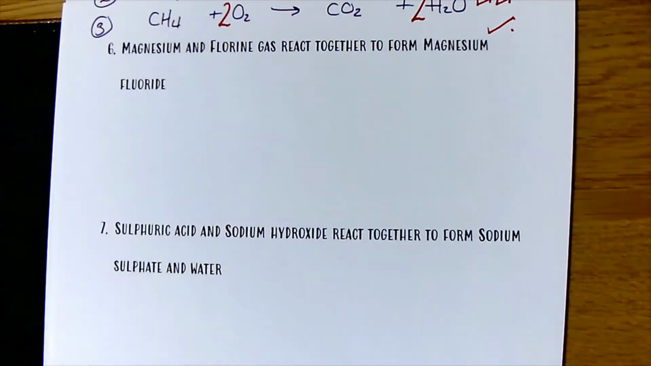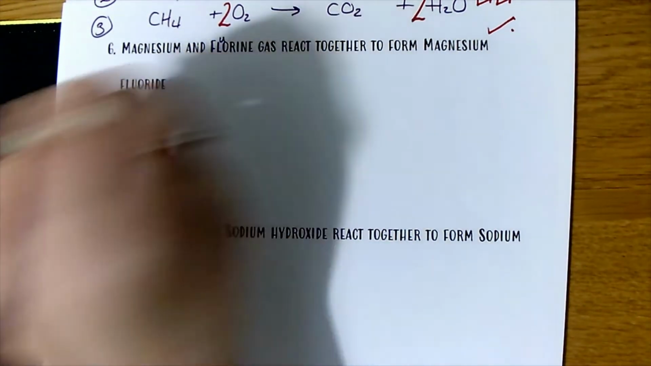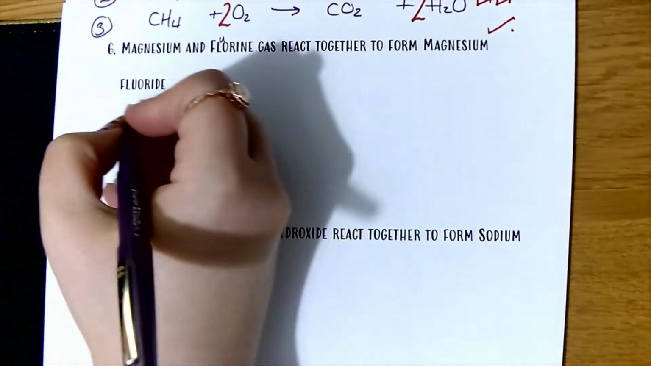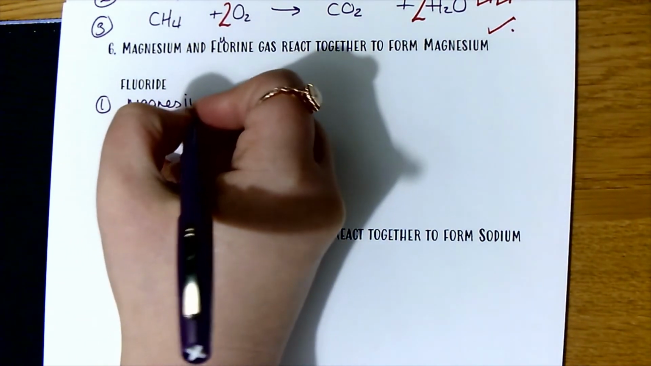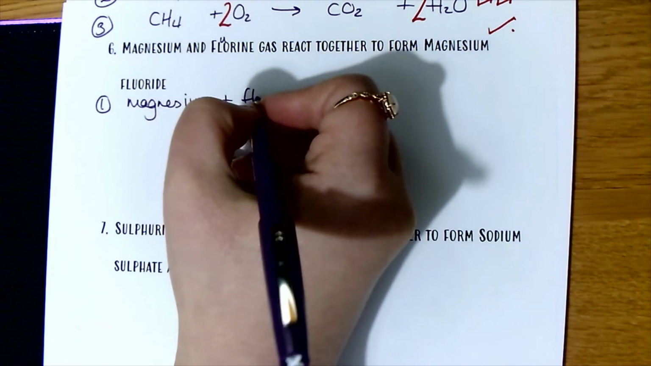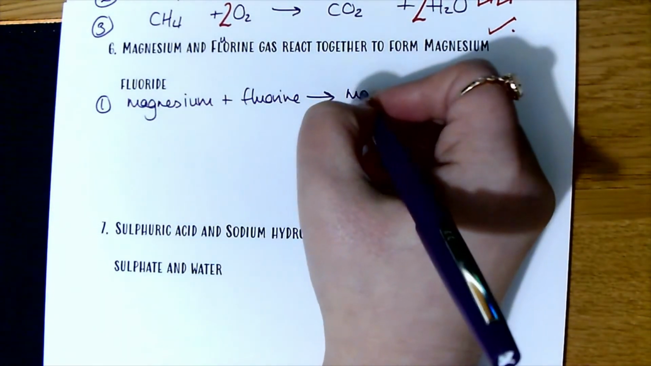Example 6. Magnesium and fluorine gas react together to form magnesium fluoride. Fluorine is of course spelled wrong here, with a typo. Step 1. Magnesium and fluorine react together to form magnesium fluoride.